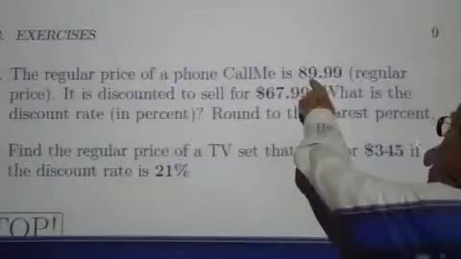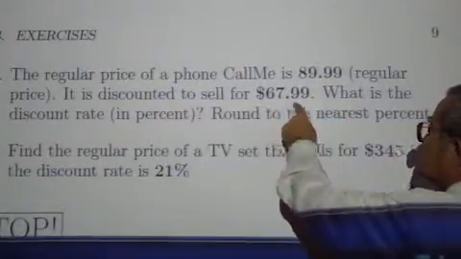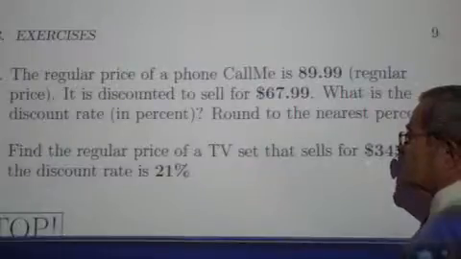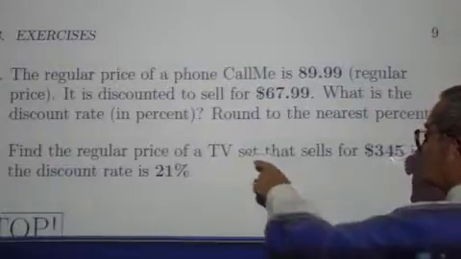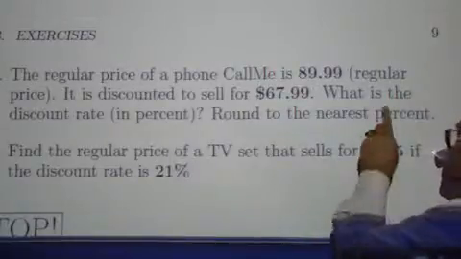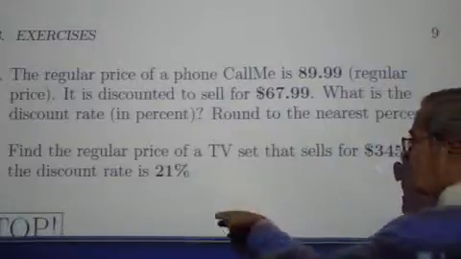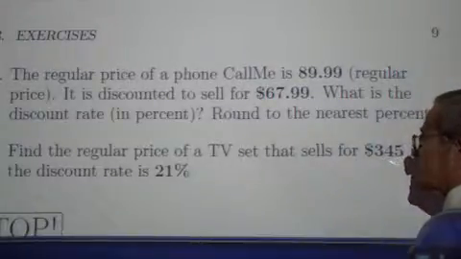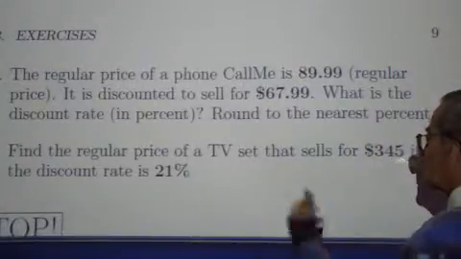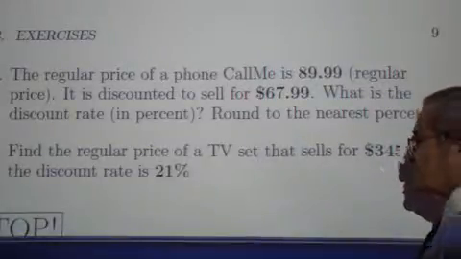So regular price before the discount, $89.99. After the discount, $67.99. And then find the regular price of a TV set that sells for $345, if the discount is 21%. So what was the regular price before the discount? $345, 21%.